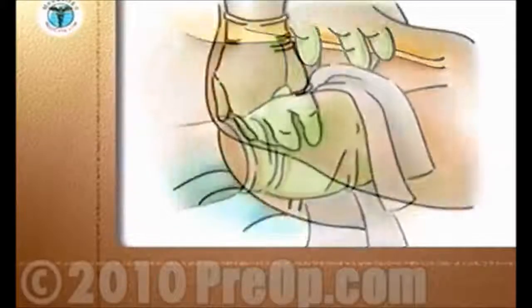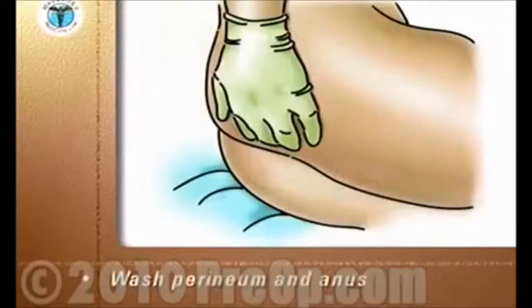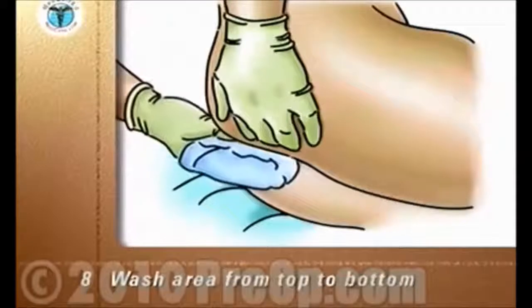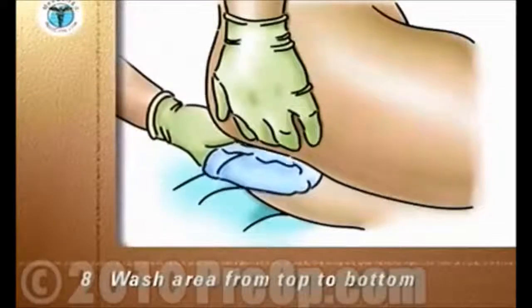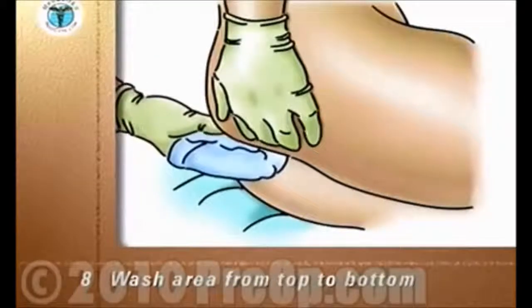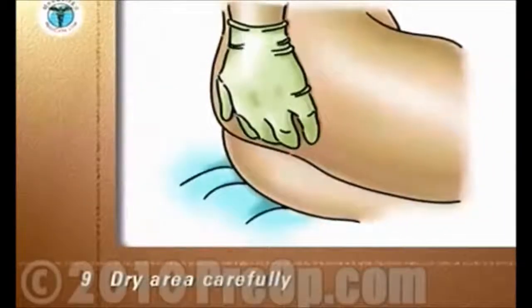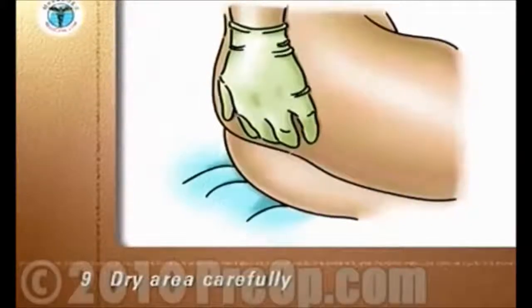To make the patient more comfortable, the perineum and anus can now be cleaned. Use the second washcloth as a mitt. Wash from top to bottom, taking great care not to touch the previously washed areas and the catheter or tubes. Dry the area carefully with a towel, again avoiding the previously washed areas.